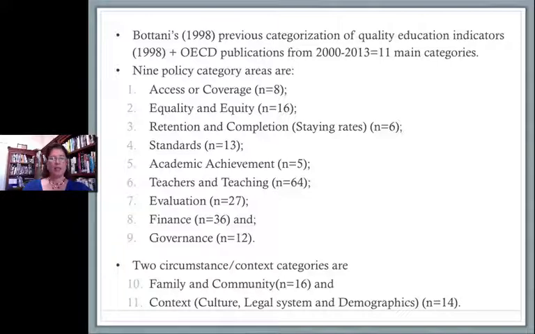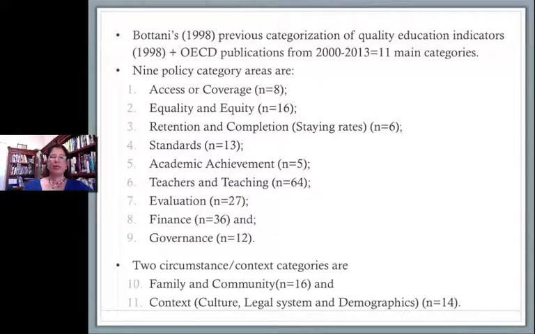They're all measuring things like retention and completion or staying rates in school. They all have things related to standards and academic achievement, to teachers and to teaching, to the evaluation process, to financing, and to governance. These are all policy areas that have indicators attached to them. We also found that there are circumstantial things, for example, family and community indicators, as well as things related to culture, legal system, the demographics of a country. So these context things also contribute to the choice of indicators.